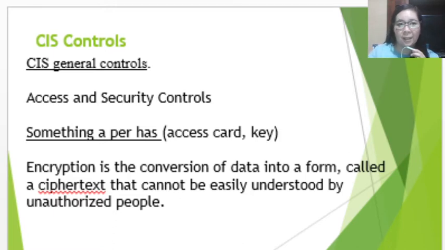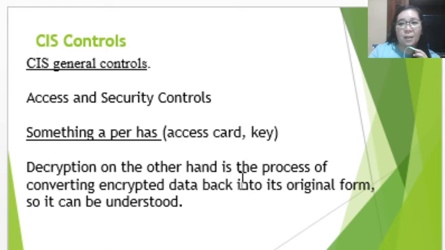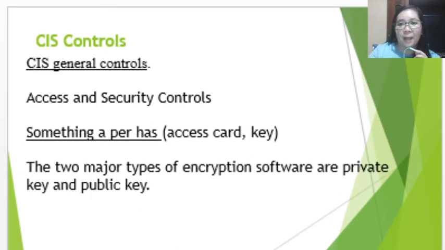Encryption is the conversion of data into a form called a ciphertext. This cannot be easily understood by unauthorized people because it is only given to those who can access the data. What about decryption? This is the process of converting encrypted data back into its original form so it can be understood. In this case, encryption is something that only the person who uses or creates it understands. This is used as an access pass to access the data.